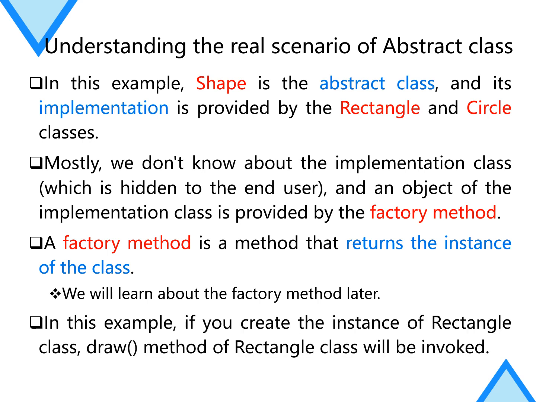In this example, if you create the instance of the rectangle class, the draw method of the rectangle class will be called. If we create the instance of the circle class, then the circle class method will be called respectively.